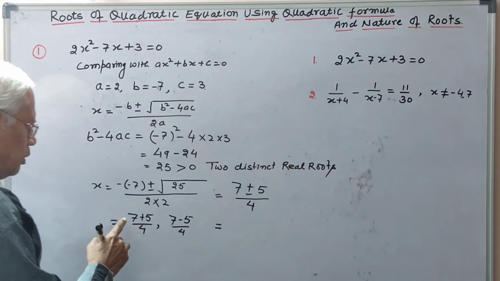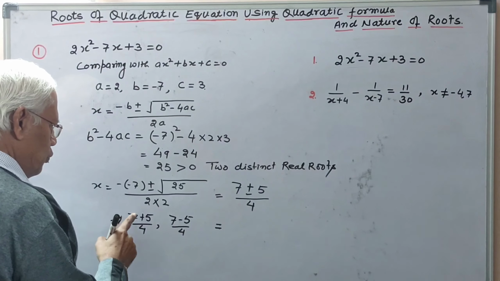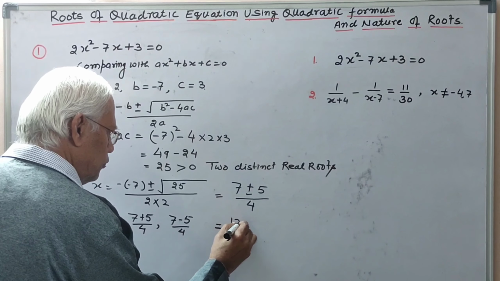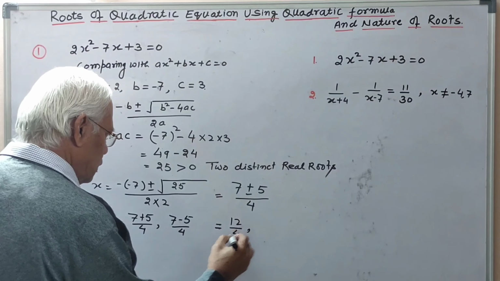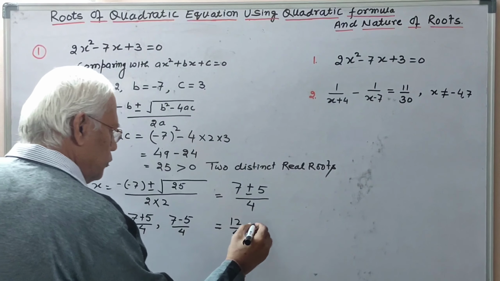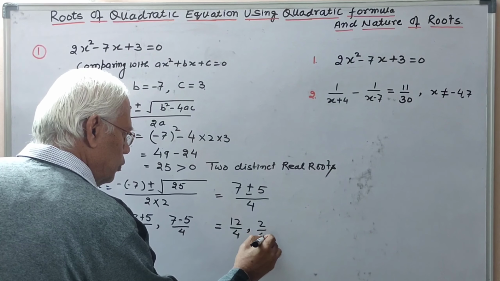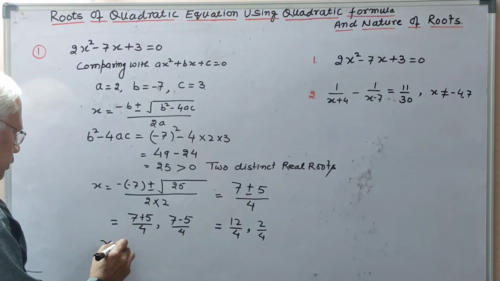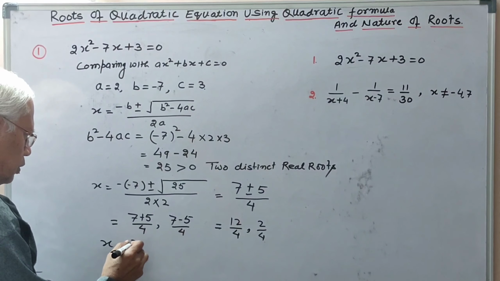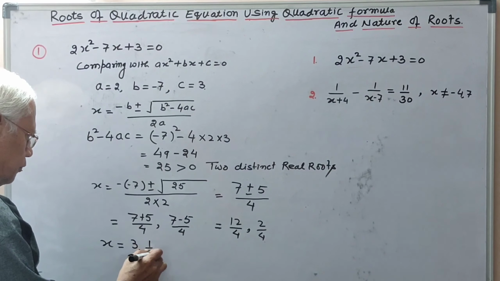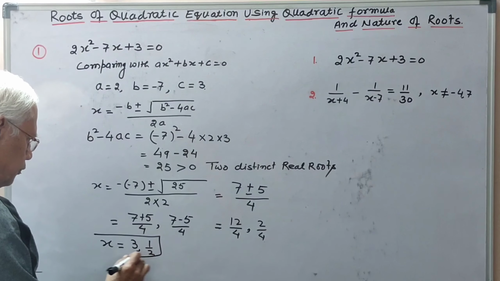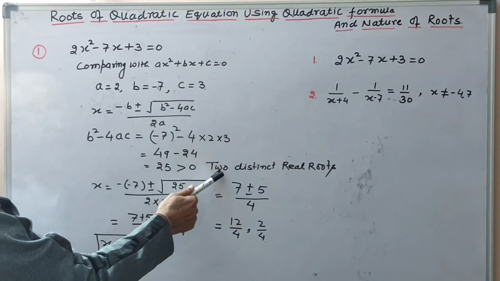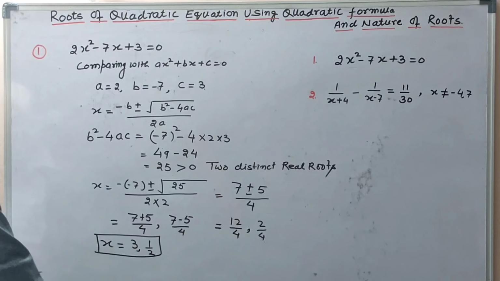So this is equal to 7 plus 5, 12 upon 4 and 7 minus 5, 2 upon 4. So value of x is 12 upon 4, 3, and 2 upon 4, half. So these are the two distinct roots as already discussed.